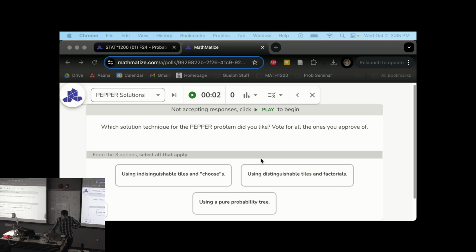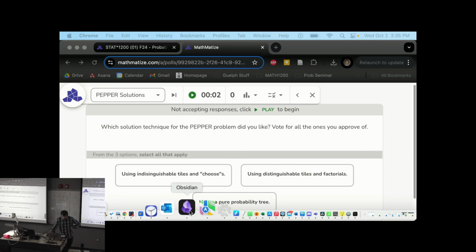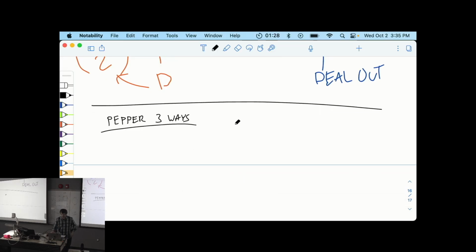Let me remind you, what is the pepper problem? And then I'll give you the 3 solutions, and you guys pick which one you like the best. I'm trying to show you that there's lots of different ways to do these problems, and depending on what you feel like, one might be better or the other, or it could sometimes just come down to personal preference.